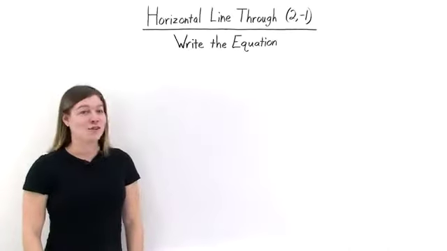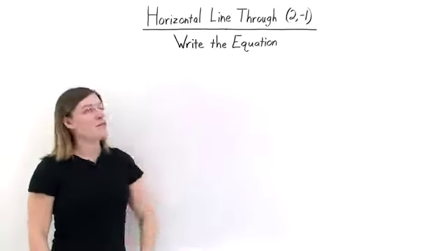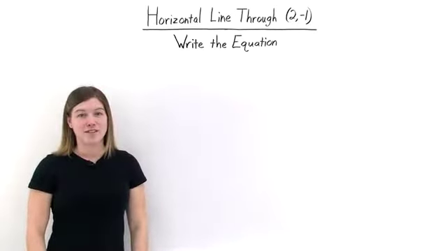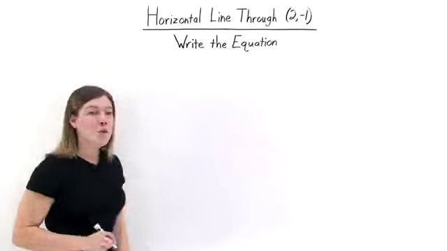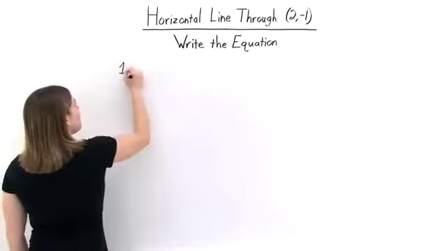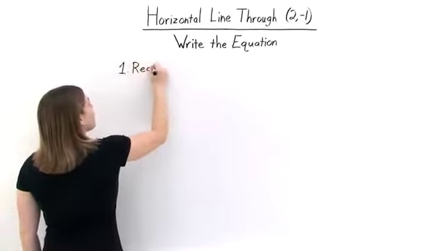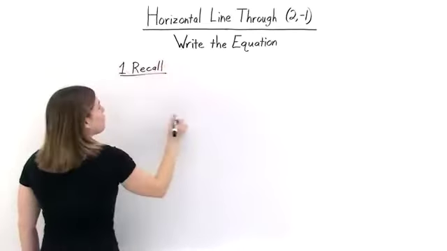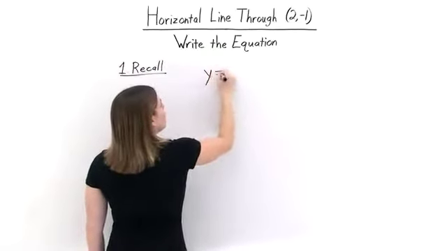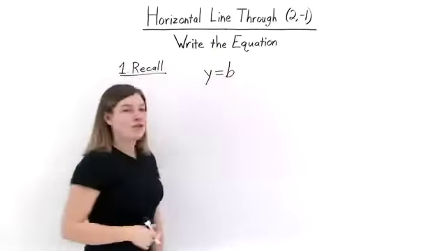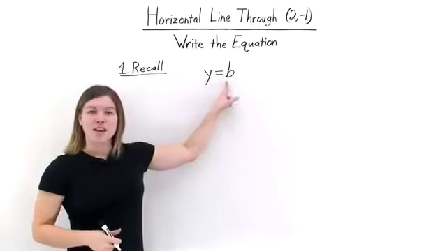Let's write the equation for the horizontal line passing through the point (2, -1). So we want to write the equation for a horizontal line. To do that, let's start by recalling the general form for a horizontal line. Horizontal lines have this equation, y equals b.